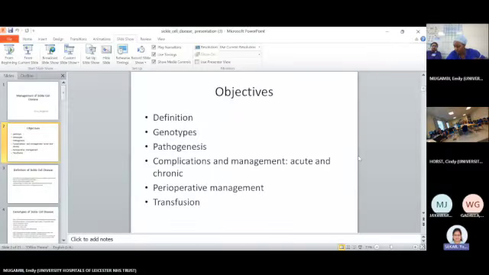My name is Emily, one of the locum consultants in LRI ICU. We are going to talk about management of sickle cell disease. So we're going to look at definition, the genotypes, pathogenesis, complications of acute and chronic, and their management, perioperative management, and transfusion.